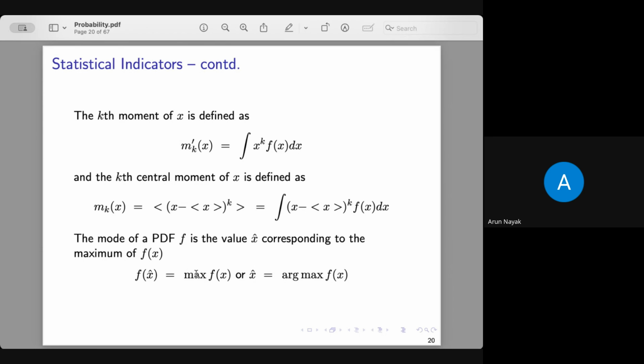Okay. And similarly, you know the mode of a PDF. Mode is the value where the function is maximum. So that's basically the maximum of f of x at x equal to x hat, or you can say x hat equals argmax of f of x.